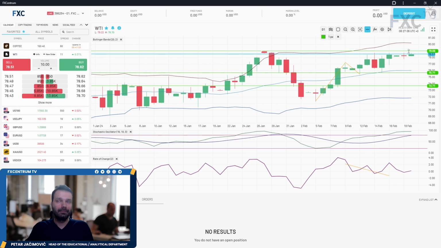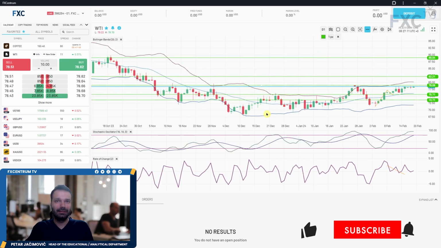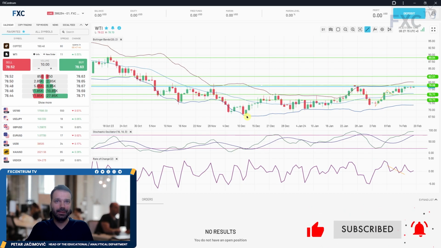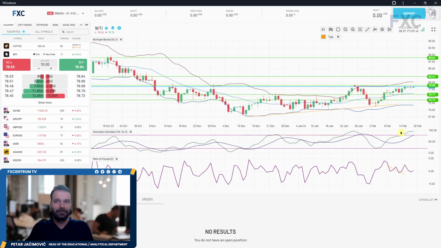We had a few days of consolidation here, but what I like here is that crude oil is building higher lows on the daily time frame. Stochastic is sloping to the upside. There's a rate of change flip to the upside around the zero line, so this is a very good confirmation for the further rally. Upside objectives on WTI are set at 82.20 and 89, and even the 90 mark can be in play.